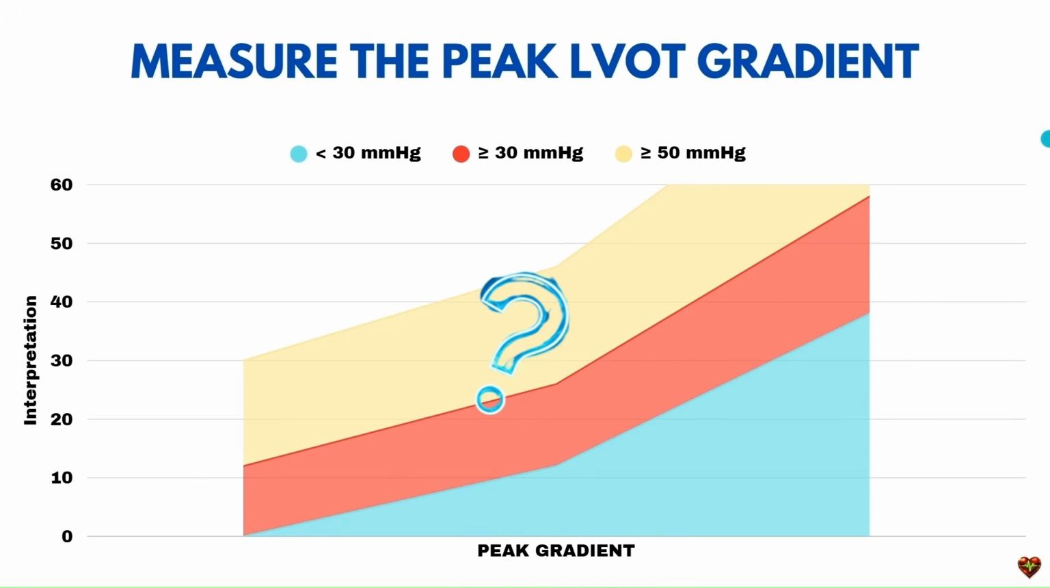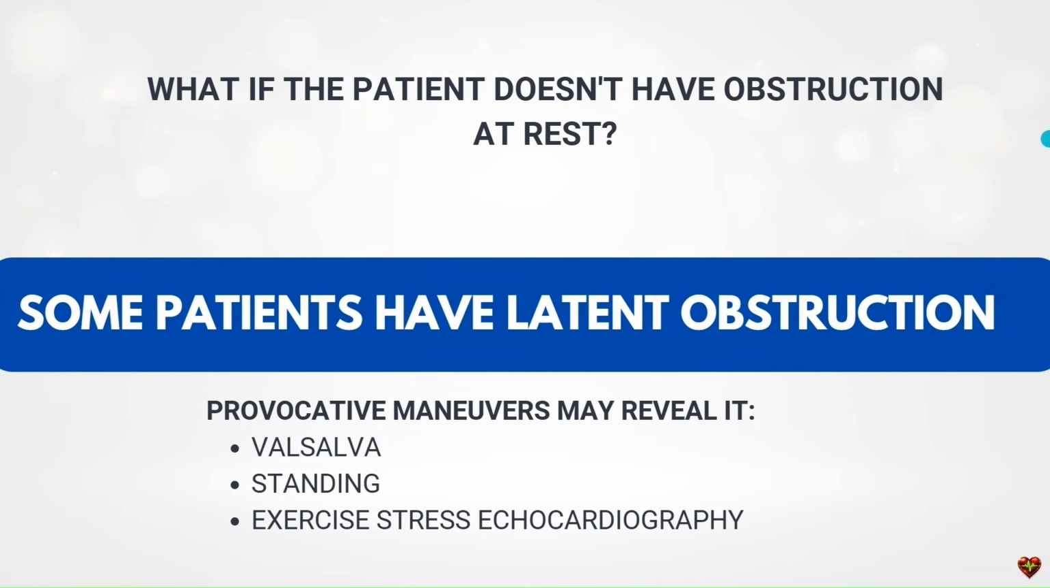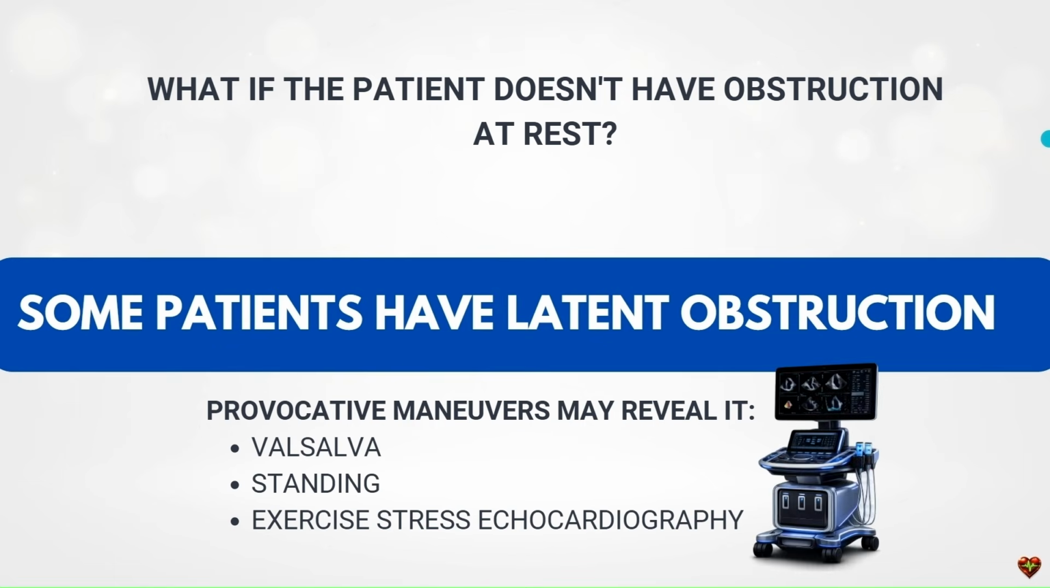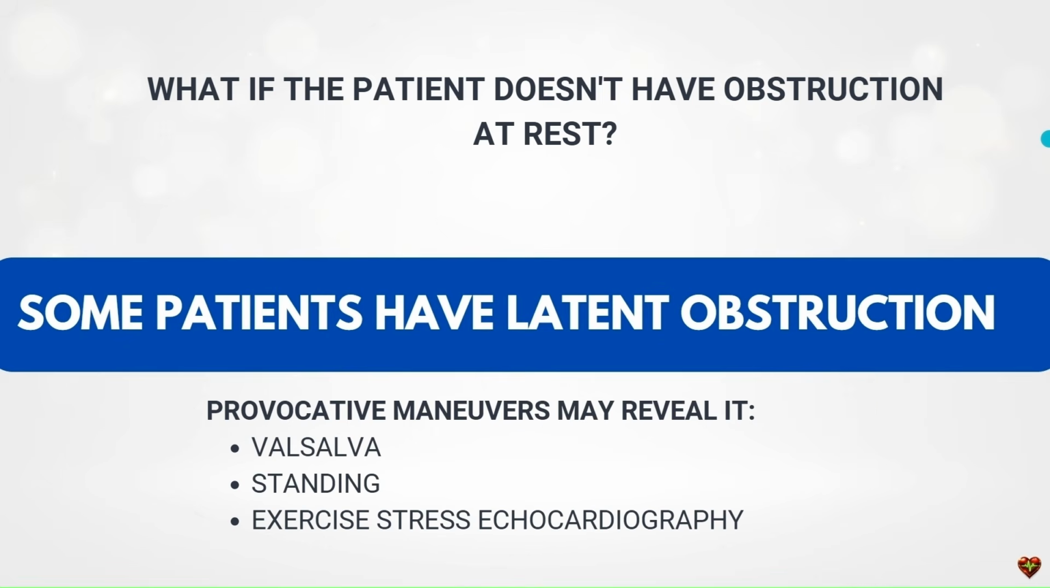But what if the resting gradient is normal? I'd like for you to remember this important clinical lesson in HOCM. The absence of obstruction at rest does not exclude obstructive physiology. Some patients develop obstruction only when the preload decreases, or contractility increases. Provocative maneuvers help us recreate those physiologic conditions. Valsalva, standing, and exercising can all reduce ventricular filling, making the cavity smaller and increasing the likelihood of obstruction. That's why a complete HCM examination does not always end with resting Doppler.